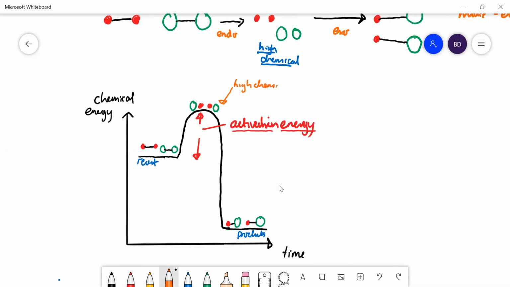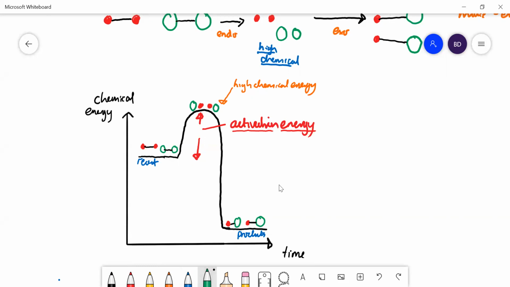And to get to there, some of the kinetic energy of the molecules, which is basically the heat energy, isn't it? How fast they're moving, has to be converted to break those bonds to get to the high energy state. Now we look at the overall amount of energy released.